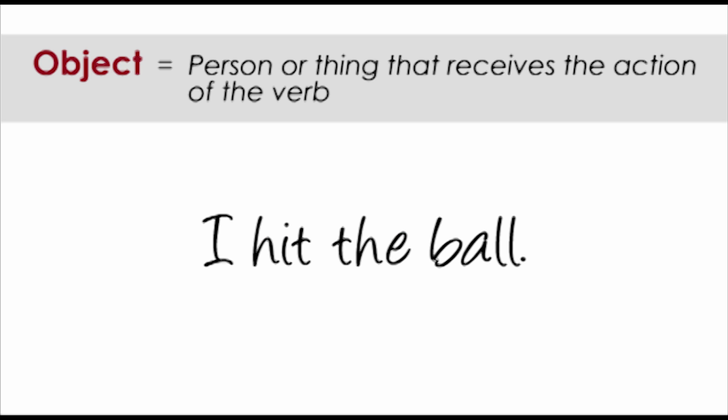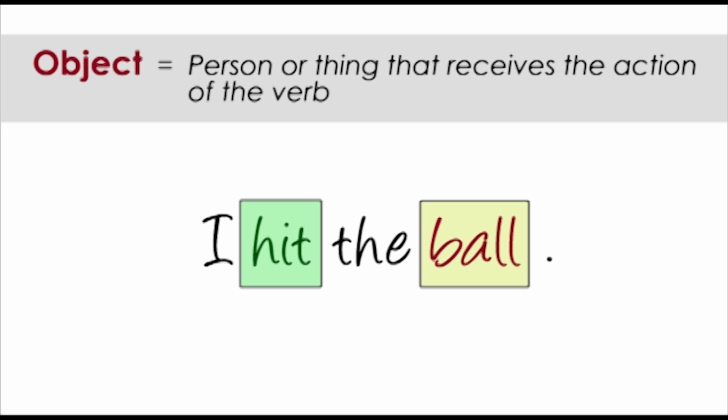Finally, we have the object of a sentence, which is a person or a thing that receives the action of the verb. In the sentence, I hit the ball, we can find out what the object of the sentence is by asking ourselves who or what received the action of the verb. Well, first we identify that the verb of our sentence is hit. So then we ask ourselves who or what was hit. Well, the sentence states that the ball was hit. Therefore, ball is the object of our sentence since it received the action of the verb.